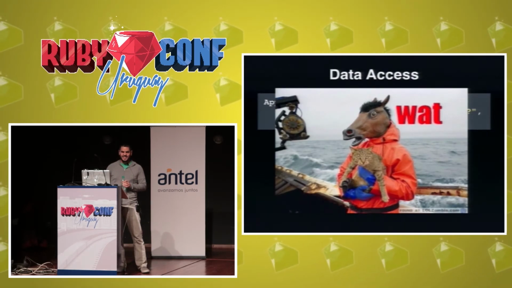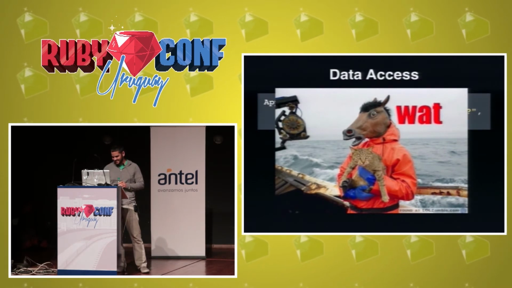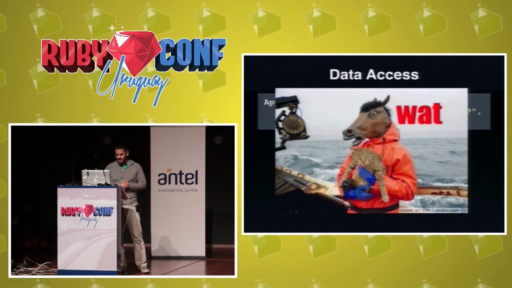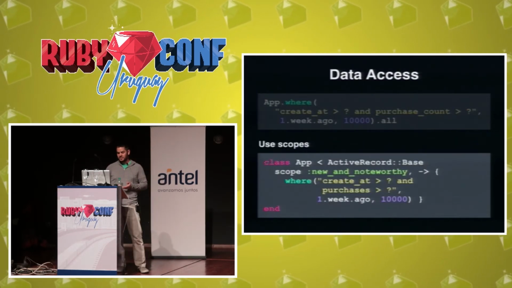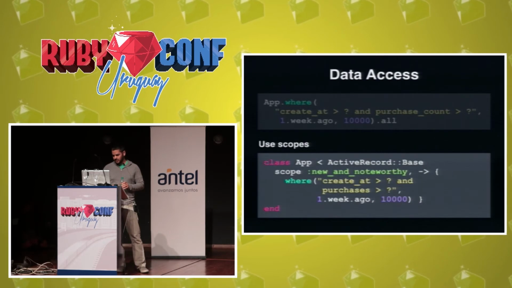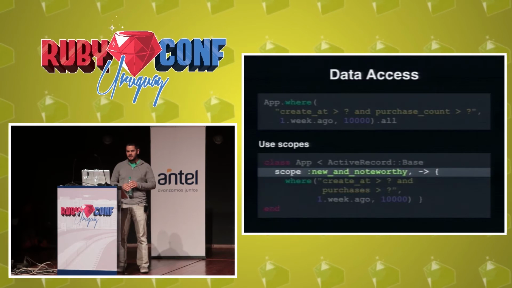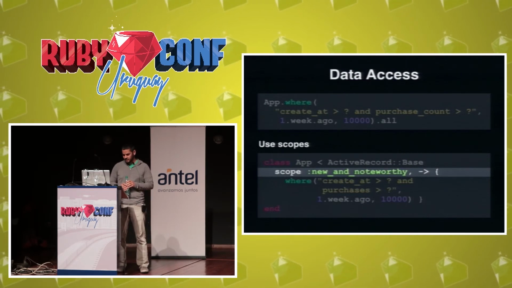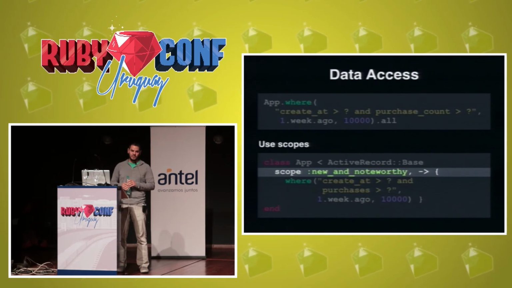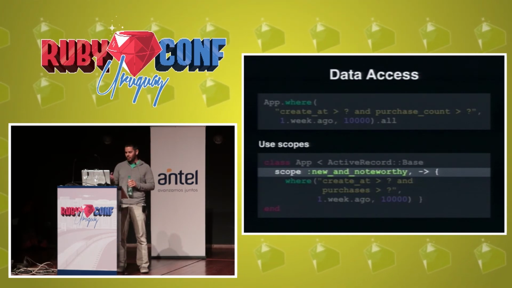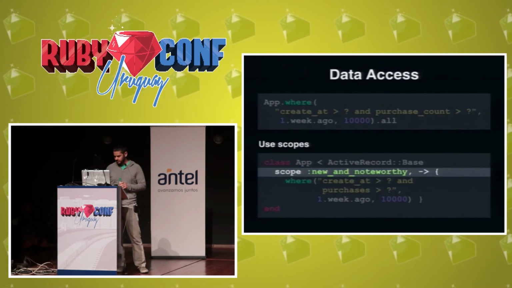That is a horse head on a person holding a cat on a boat. So the answer to this is very simple. Rails has a solution. Just use scopes. So in our example of using the scope, we have a very simple name. It says new and noteworthy. So now we know that our app store cares about apps that are new and noteworthy. And now we understand why retrieving that data the way we are makes sense to the domain.